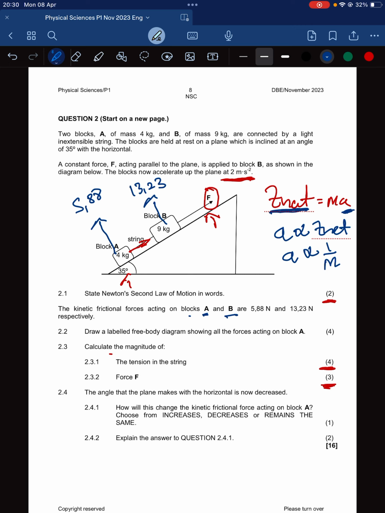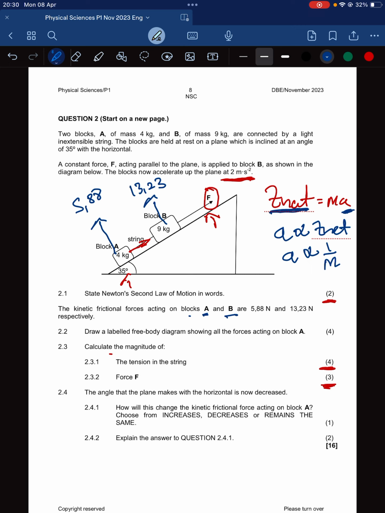The angle that the plane makes with the horizontal is now decreased. So we are decreasing the angle. How will the kinetic frictional force acting on block A change? Will it increase, decrease, or remain the same? Okay, the best way to do this is through calculation. I always prefer you guys to use calculation to explain these types of questions. So what would you do if you were using calculation to explain it?